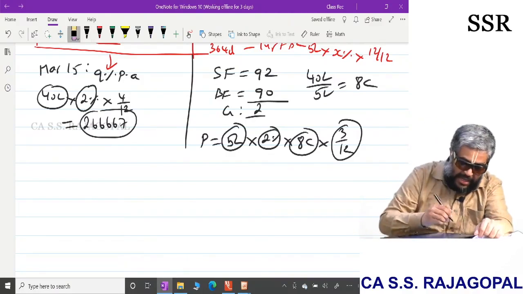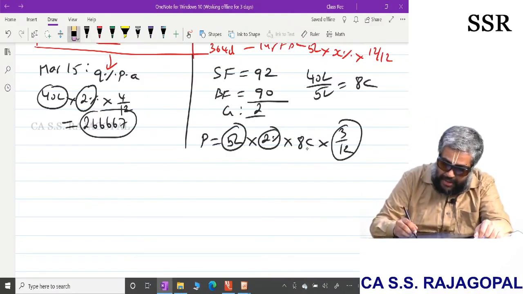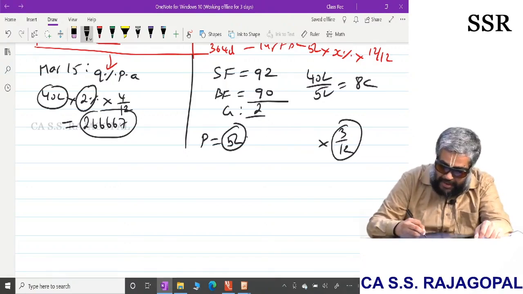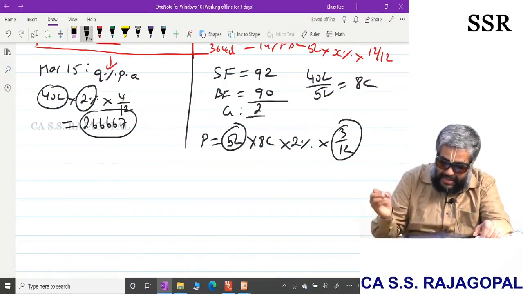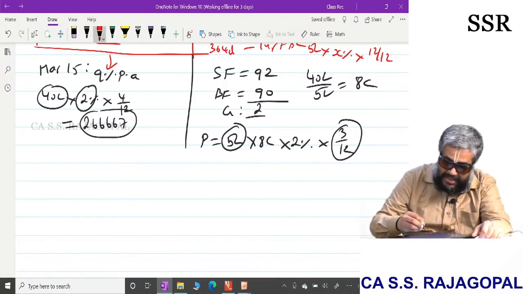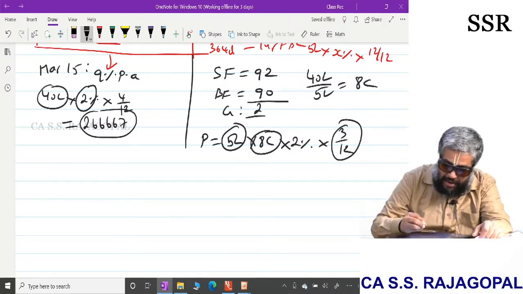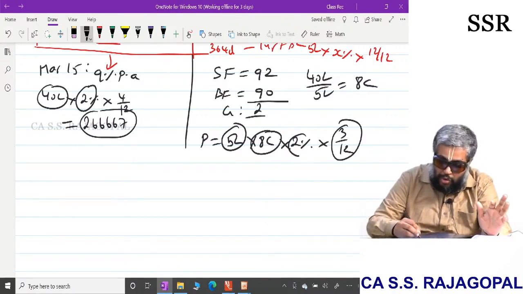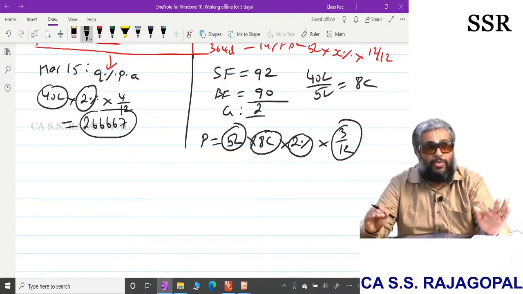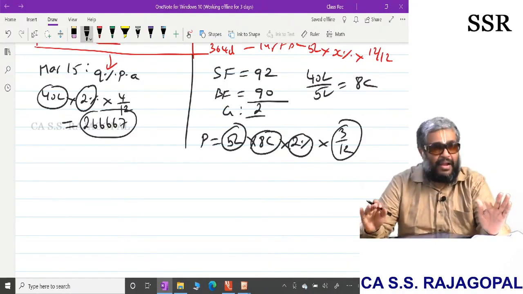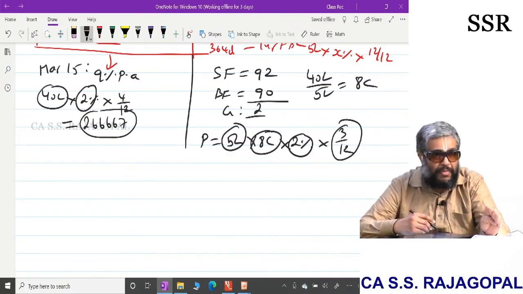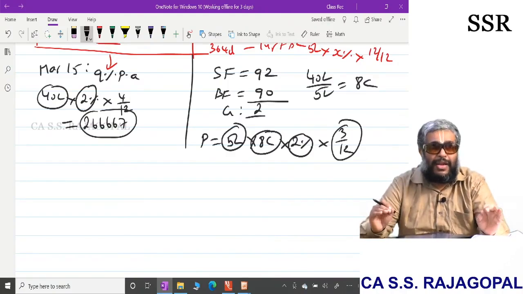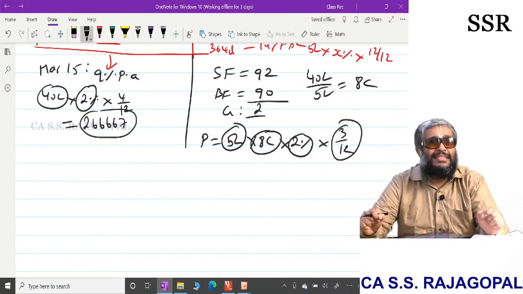In other words, I will just rewrite this way. 5 lakh notional principal per contract into 8 contracts into 2% into this number. The 5 lakhs and 8 contracts give you 40 lakhs, common. 2% is also common on both sides, a gain and a loss. The only problem is here I have to pay the extra interest for a 4 months loan, but here I am getting compensation only for 3/12 because the contract is a 3 months IRF.